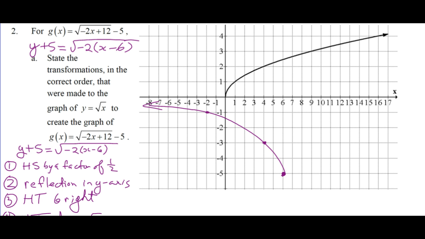And I said, what didn't we do? We didn't do 1, 1. Let's do 1, 1, right? Okay, so it goes to a half, and then it's reflected in the y-axis, so it's at negative a half, and then it goes right 6, so it's 1, 2, 3, 4, 5, 6, and then down 5, which is, yeah, about there. Okay, that's cool.